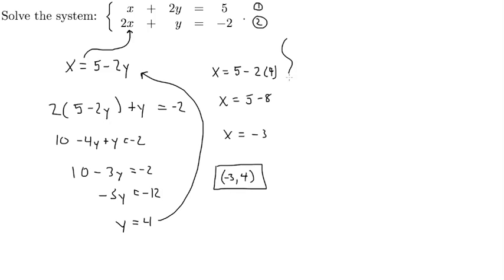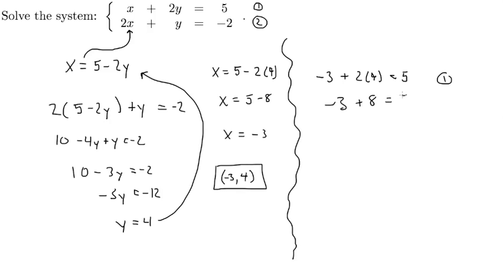Now real quick, you won't need to do this for a drill, but just to demonstrate what we mean that this is a solution, let's take these values and plug them back into equation 1 and equation 2. So x plus 2y equals 5. So x I know is negative 3 plus 2y, y is 4, equals 5. This is my first equation. So I have negative 3 plus 8 equals 5. Sure enough, that's true. So this satisfies equation 1.